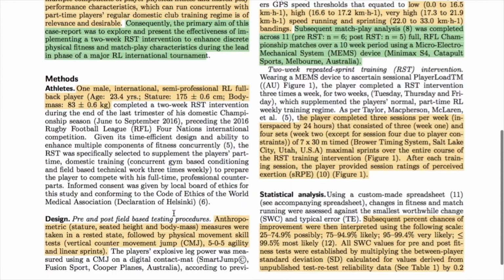So our athlete was a male international semi-professional rugby league player who wanted some additional training to run concurrently with his part-time club training, so that he could feel better prepared going into the tournament, competing with some of his Southern Hemisphere counterparts. So what we did was to take a few pre-measures, physical fitness measures, which were a vertical countermovement jump, 505 agility, some linear sprint speeds, and we also took some basic anthropometric characteristics.